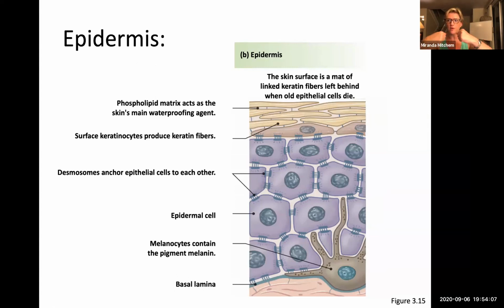And those very tightly anchor one cell to another, but they allow the stretch that is necessary in the skin, right? We've all had examples where we have had swelling of, say, an ankle or a wrist or something. Imagine what would happen if your skin did not stretch and you have swelling from inflammation.